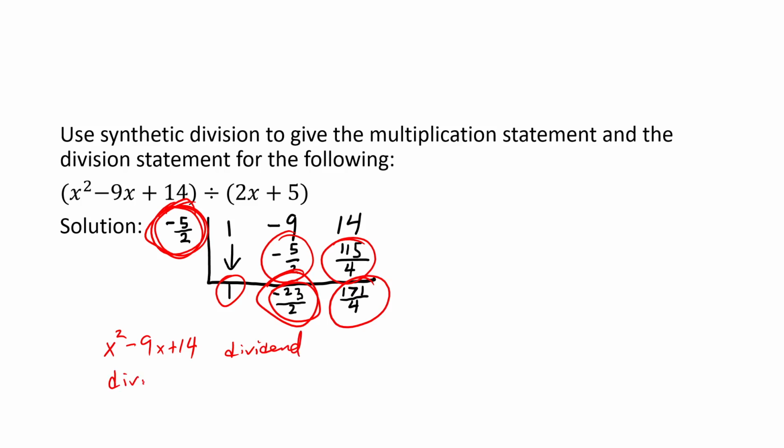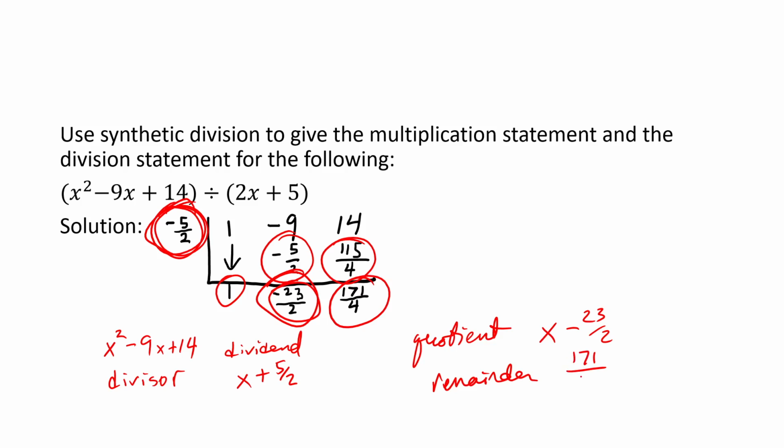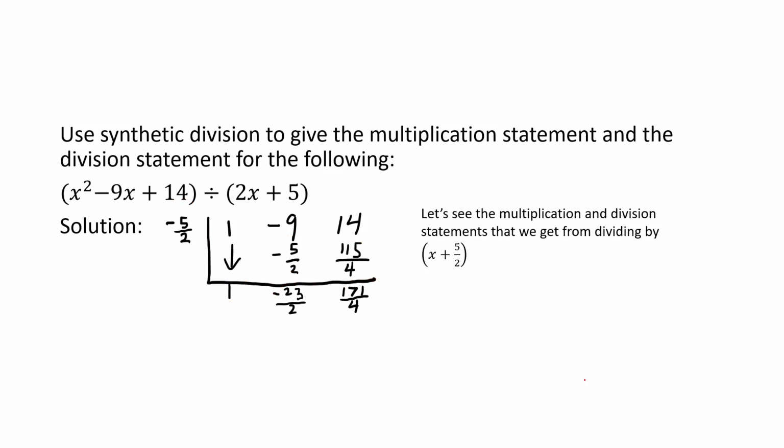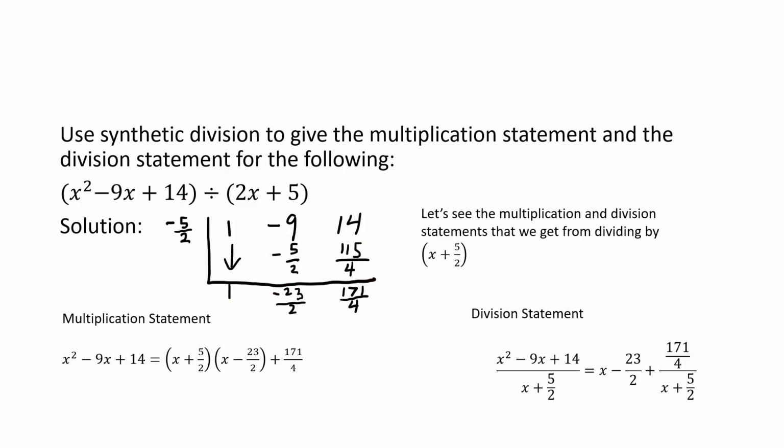So what we've just established is that x squared minus 9x plus 14 is our dividend. Our divisor is x plus 5 halves. Remember, we're not quite dividing by 2x plus 5. Our quotient is going to be x minus 23 over 2. It's 1 degree less than the dividend. And our remainder is going to be 171 over 4. Okay?